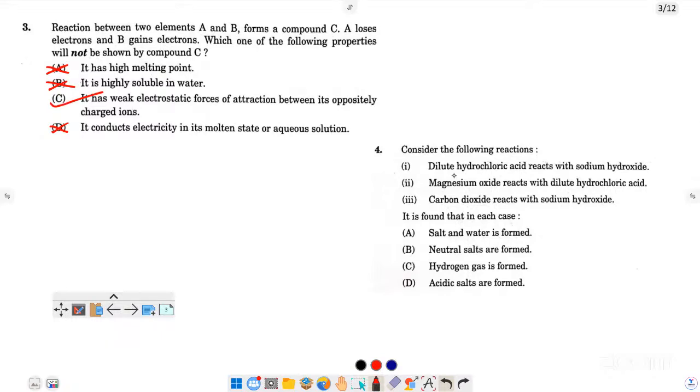Consider the following reaction. Dilute hydrochloric acid reacts with sodium hydroxide, you will get salt and water. Magnesium oxide reacts with dilute hydrochloric acid. Magnesium oxide is base. Base plus acid, salt plus water. Carbon dioxide, non-metallic oxides are acidic. Acid plus base, again salt plus water. So all reactions are neutralization reactions. Salt and water is formed. A is correct.